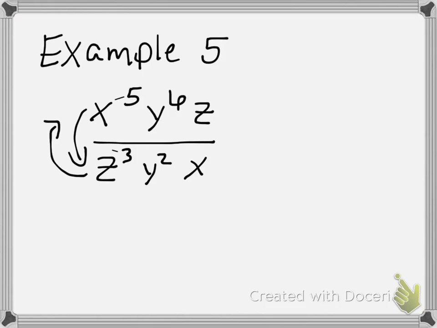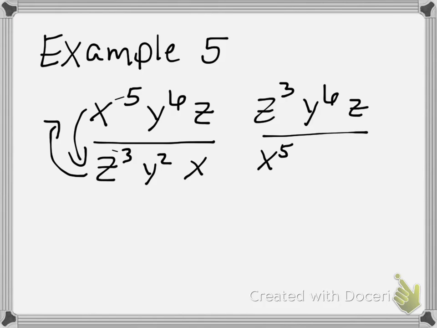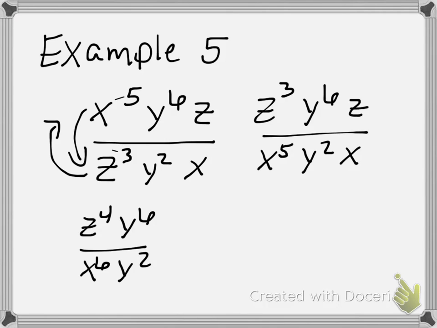So we move the z to the negative 3rd to the top, which gives us now z to the 3rd, y to the 6th, z, over, and we move our x to the negative 5th to the bottom, which gives us x to the 5th, y squared, x. Now we'll combine like terms, so when we're multiplying here, we have z to the 3rd and z, which would give us z to the 4th, y to the 6th, over our x to the 5th, and the x can combine to become x to the 6th, y squared.